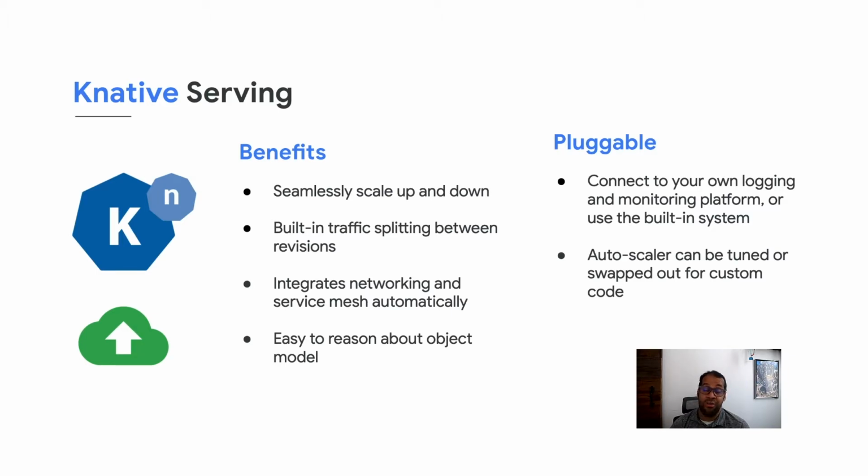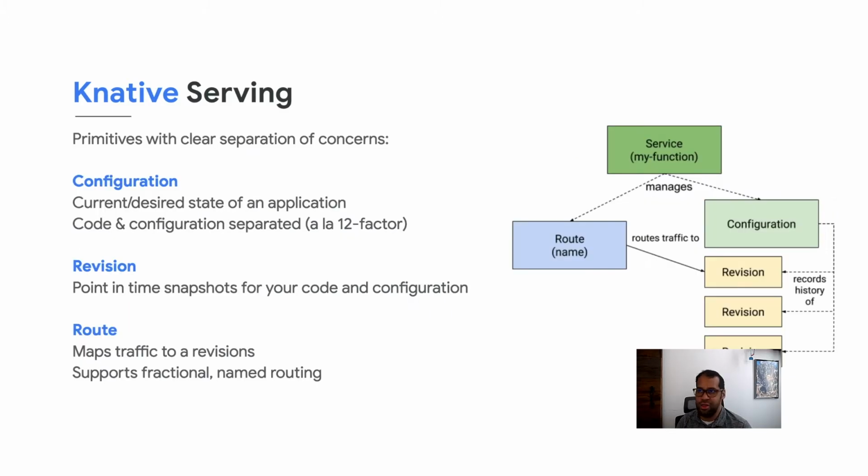It integrates directly with a service mesh. I wouldn't say out of the box, but originally it supported just Istio, but now it's supporting Contour and Gloo and Ambassador and a few others, depending on what your needs are. It's easy to reason about, and again, it is extensible because it's built on top of Kubernetes objects. So if you want to use your own autoscaler, if you want to use your own monitoring platform, you're absolutely allowed to do it. You're not boxed in.